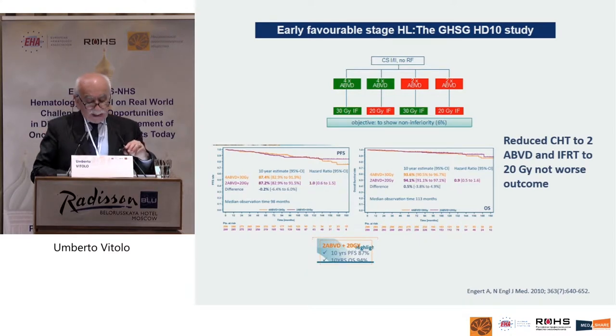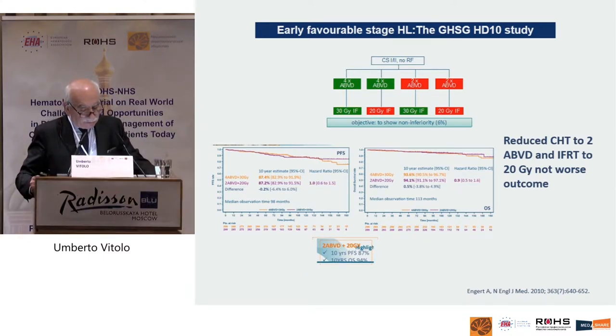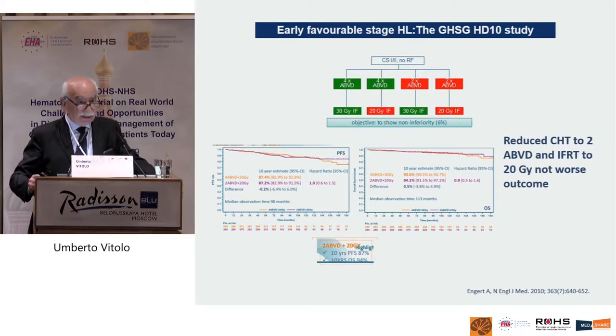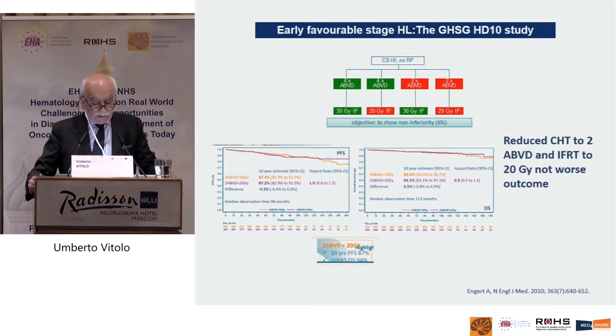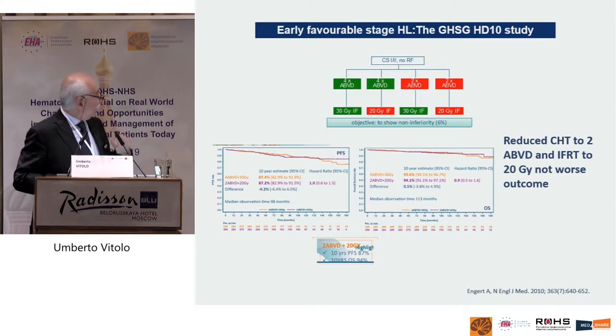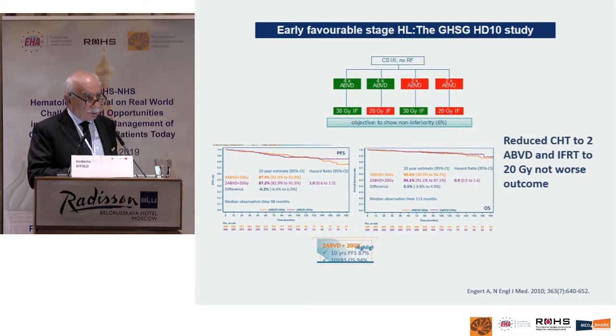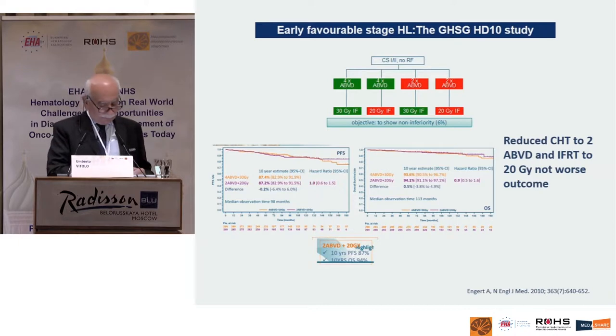Early favorable stage Hodgkin disease was addressed by the HD10 study by the German Lymphoma Study Group, in which they compared a large number of patients with the standard treatment at the time. There were four courses of ABVD followed by 30 gray of radiotherapy, and this group wanted to demonstrate whether reducing the number of chemotherapy courses to only two and reducing the radiotherapy dose from 30 gray to 20 gray was effective in these patients.